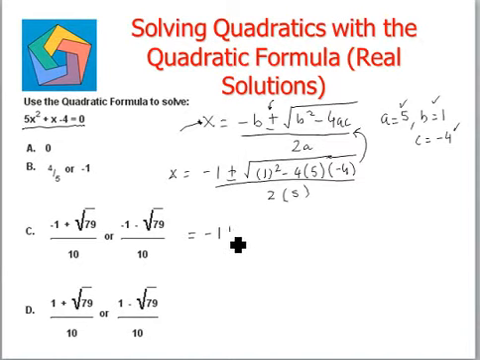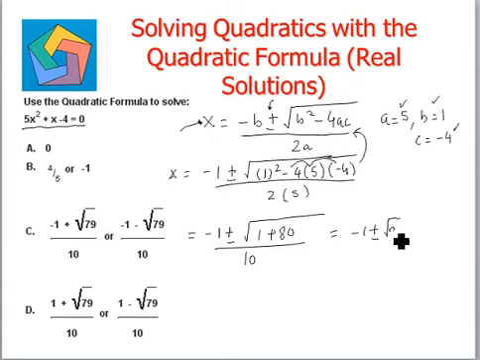Negative 1 plus or minus, b squared, that is 1 squared, is 1. Now we'll multiply negative 4 with 5, which is negative 20. Negative 20 multiplied with negative 4 is a positive 80, divided by 10. Now this is equal to negative 1 plus or minus the square root of 81 divided by 10. Now we know that the square root of 81 is nothing but 9. So we have negative 1 plus or minus 9 divided by 10.